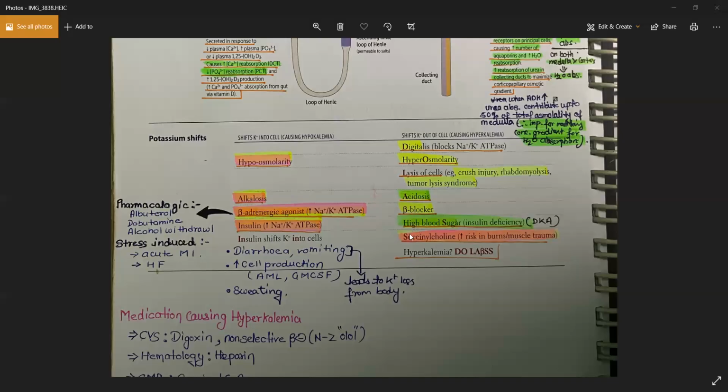Succinylcholine can also do that. So these are the reasons why you get the outward shift or the inward shift of the potassium, and then you will get hypokalemia or hyperkalemia respectively.